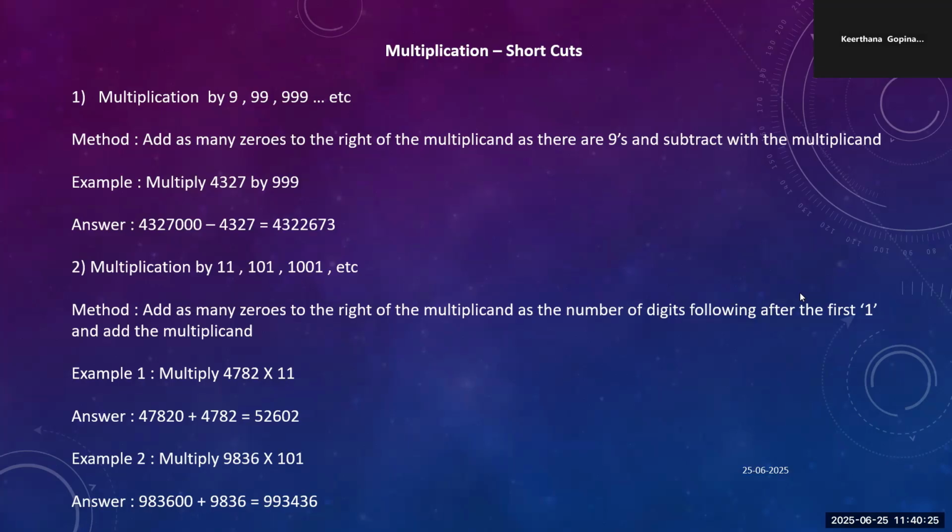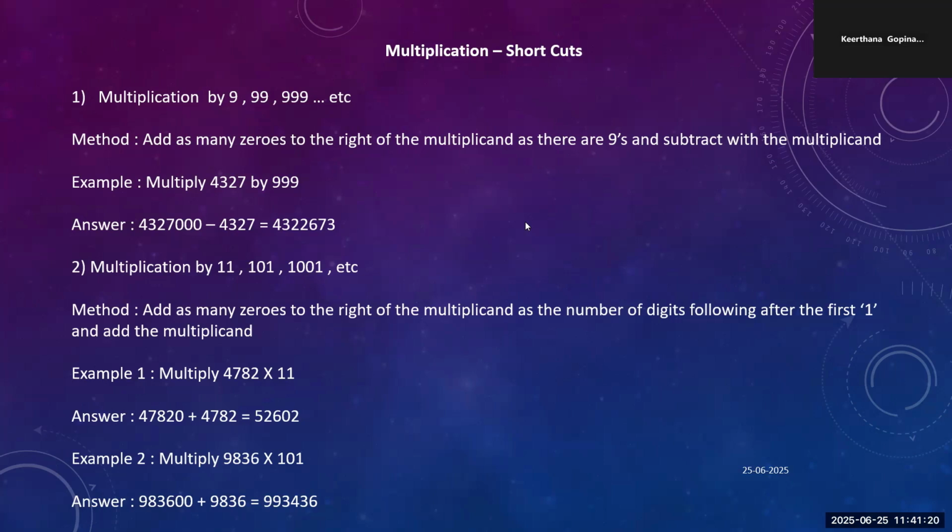Now you are multiplying by 101. Put a bracket. How do you write 101? You can write 101 as 100 plus 1, right? Have you written that expression? So what have you written? 9836 bracket 100 plus 1. That is 101. Correct. So now 9836 into 100 you multiply.